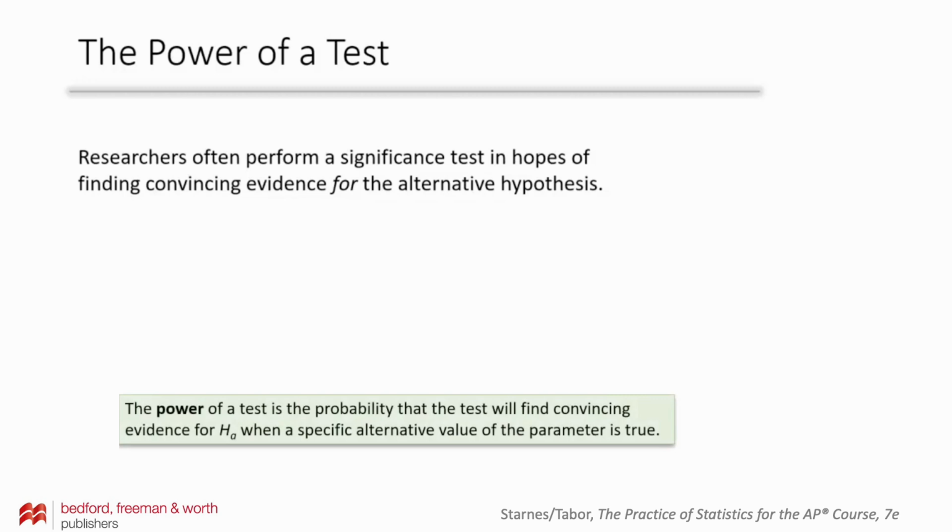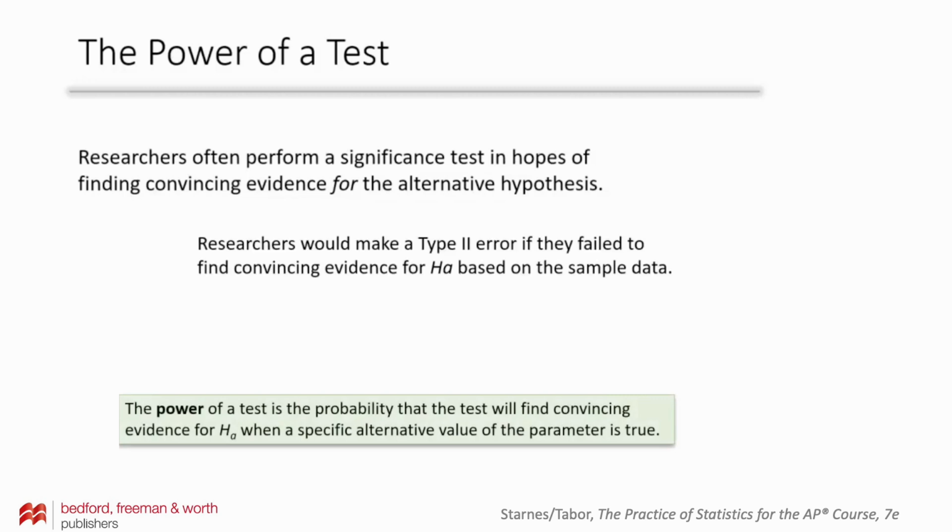Now, the power of a test is used when researchers perform a significance test in hope of finding evidence for the alternative. Researchers would make a type 2 error if they fail to find convincing evidence for the alternative hypothesis based on the sample data. What they're saying is that they didn't find convincing evidence, but it turns out that in real life, they should have been rejecting the null hypothesis. They should have found convincing evidence, but they didn't, which is called a type 2 error.